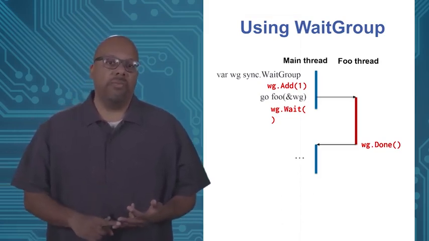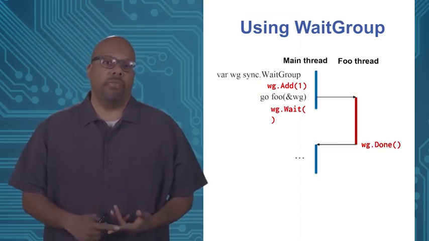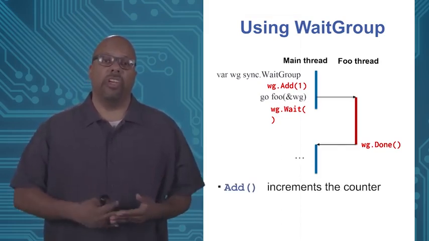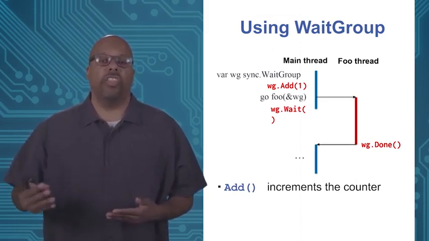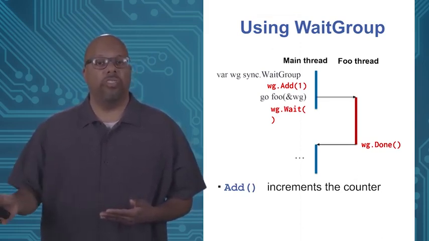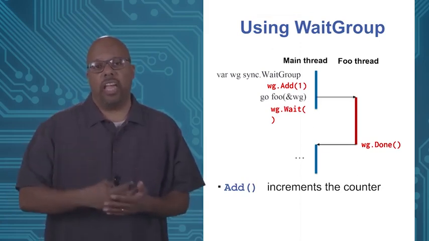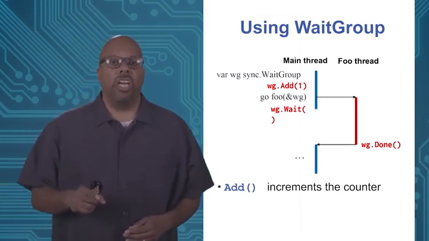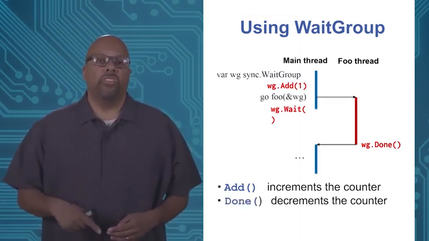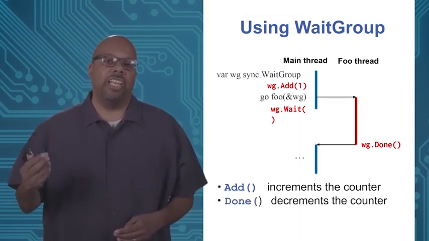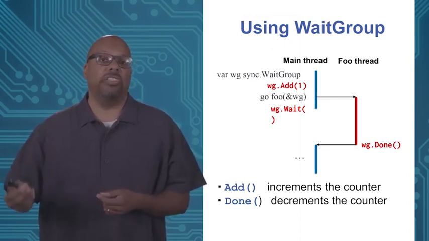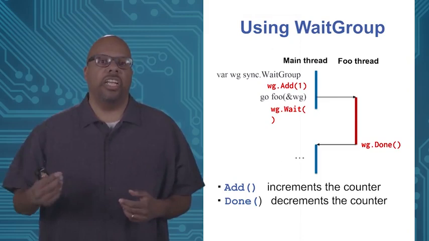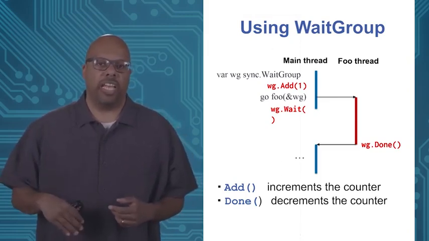There's an Add method, a Done method, and a Wait method. The Add method increments the counter. Remember there's this counter, and you increment it once for every goroutine that you want to wait for. So you can say Add, pass an argument 3, and it'll add 3 to the counter. Now Done decrements the counter. Done is what's executed at the end of each goroutine. Each one of the goroutines that the main goroutine is waiting on needs to execute a Done at the end to decrement that counter back down.